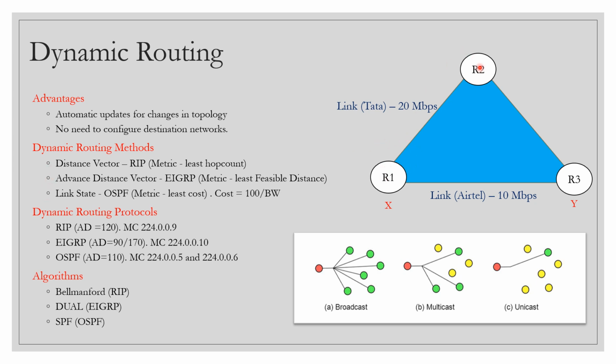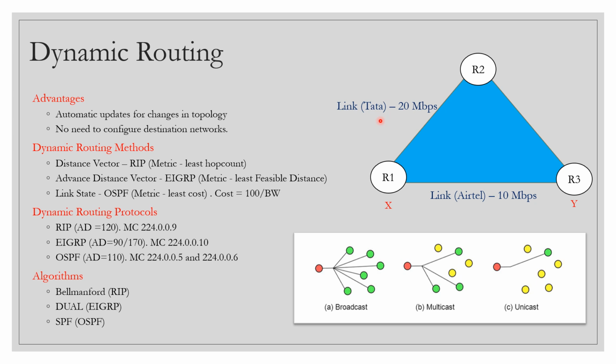Now, if you look at this diagram, let's say we have R1, R2, and R3, three routers. From R1, say X network, you would like to reach R3, which is Y network. Now we have two links here. One is the Airtel link, say an ISP, a 10 Mbps link, and one is the Tata link, one more ISP, which is a 20 Mbps link.